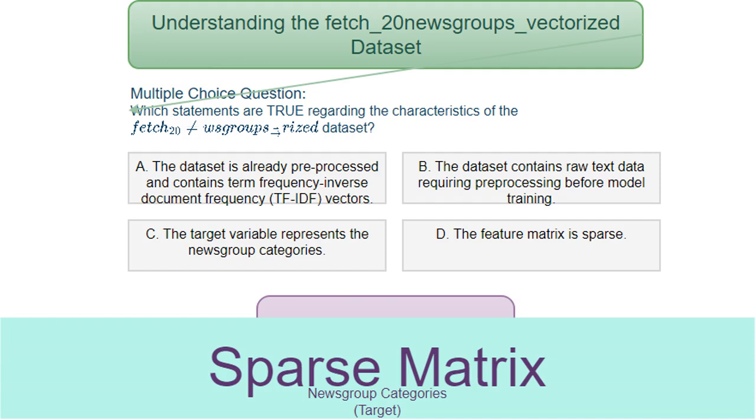A sparse matrix is a matrix where most of the elements are zero. Think of it like a vast, mostly empty spreadsheet. This is efficient for storing and processing text data converted via TF-IDF because most words don't appear in all documents.